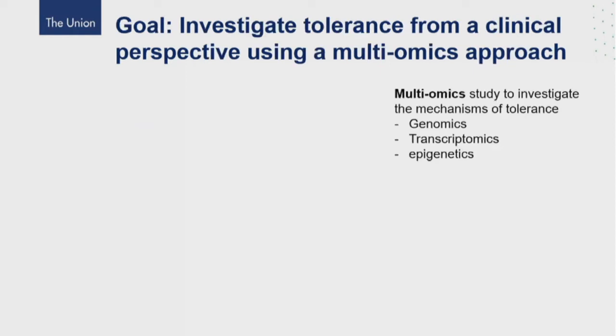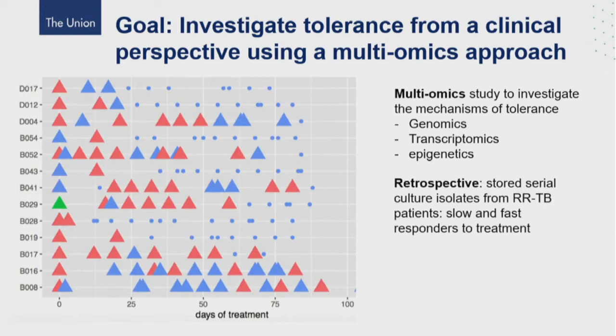So my goal was to investigate the tolerance from a clinical perspective, using clinical data and a multi-omics approach. To start with, we chose to go for genomics, transcriptomics, and epigenetics. We start with a retrospective study, using stored serial culture isolates from RIF-resistant TB patients, to identify slow and fast responders. This is just a subselection of the patients that we have samples from. As you can see, for example, this person here has 2 positive cultures and then a whole slew of negative cultures, and so very rapidly becomes culture negative. The same person here, only a few days positive and then negative. In contrast, here you have people who, after 80 days, still never have a negative culture.